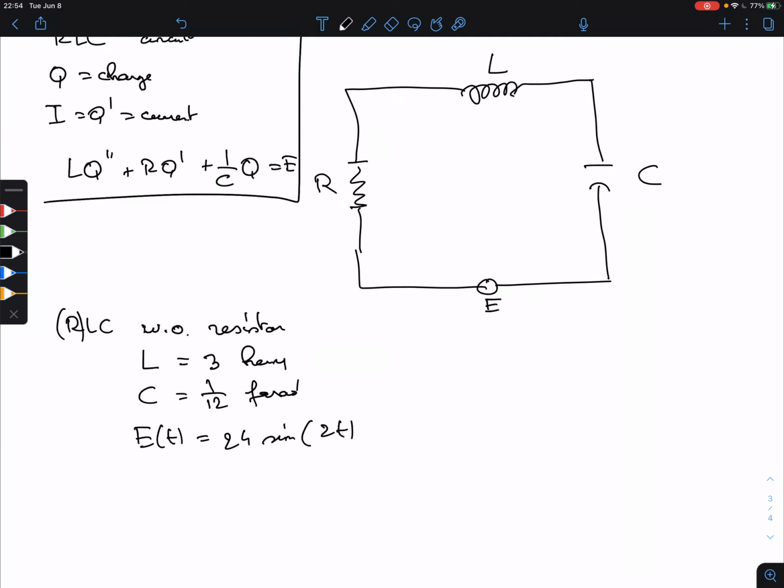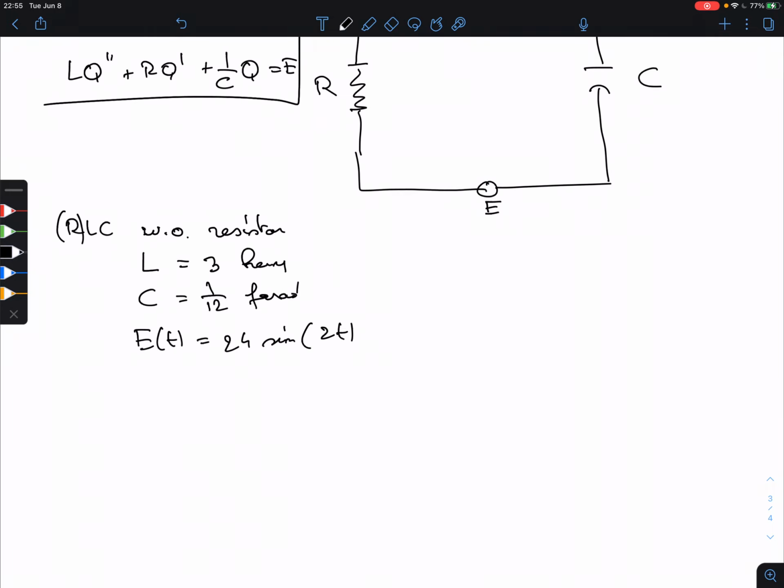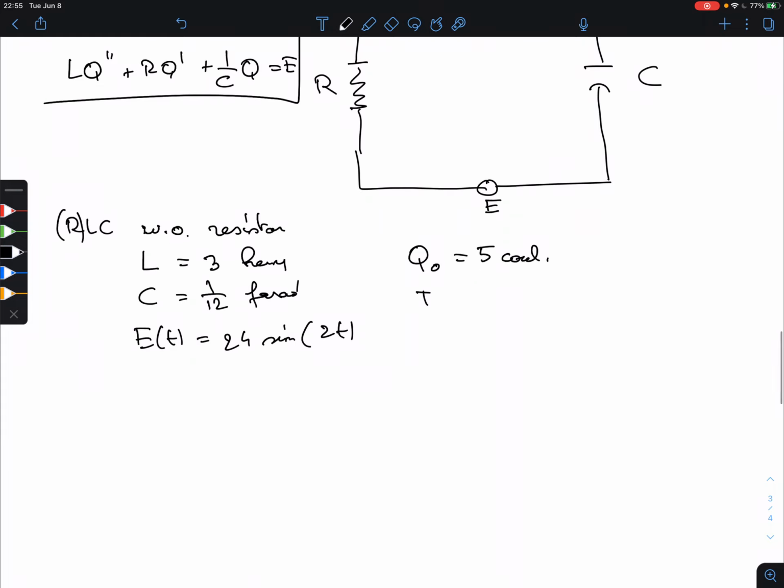So what's going on? I think we're ready for everything. Oh yeah, sorry. And then at time t equals 0, the charge is 5 coulomb, but there is no current at time t equals 0.